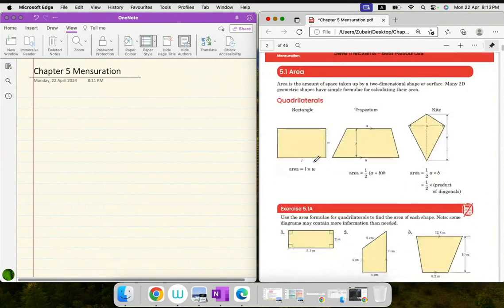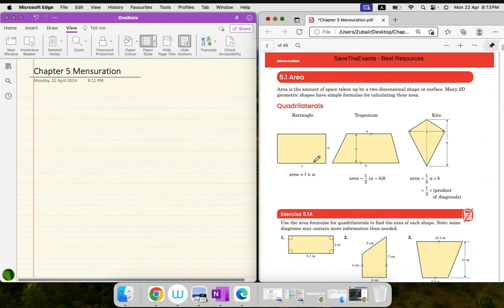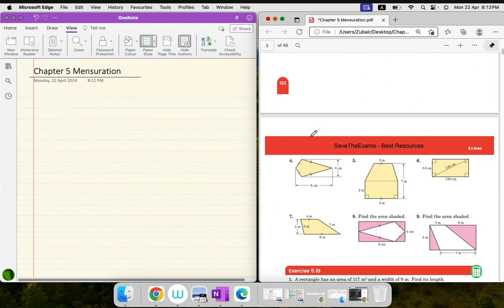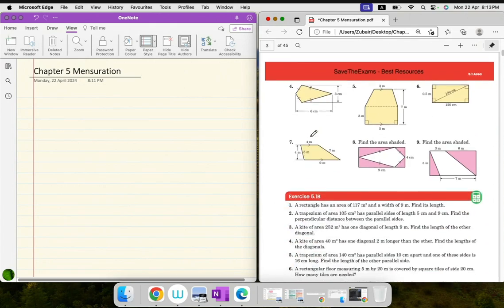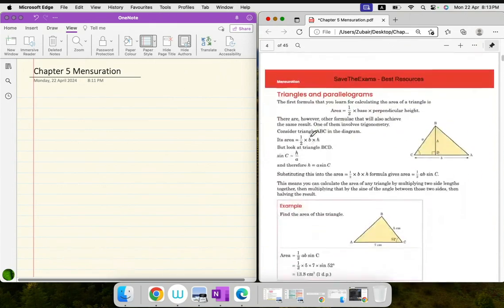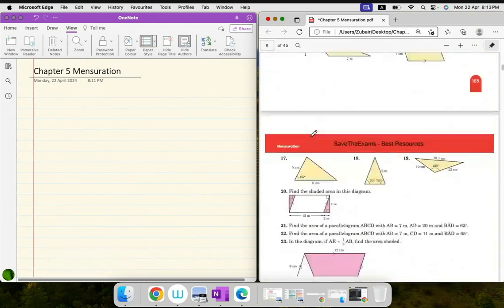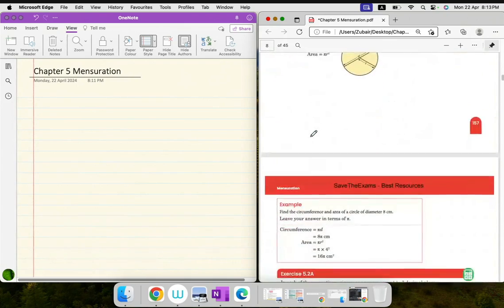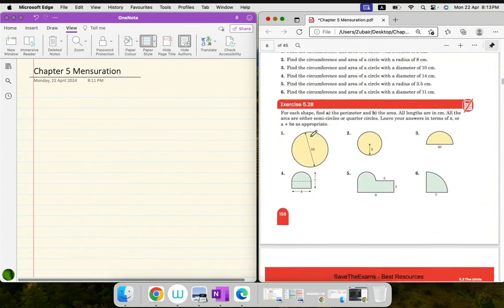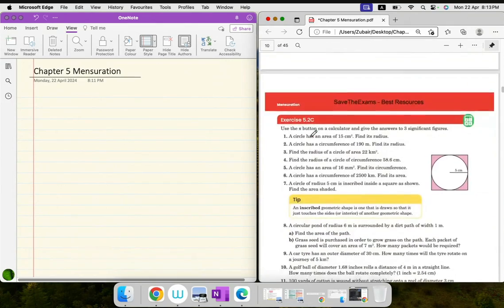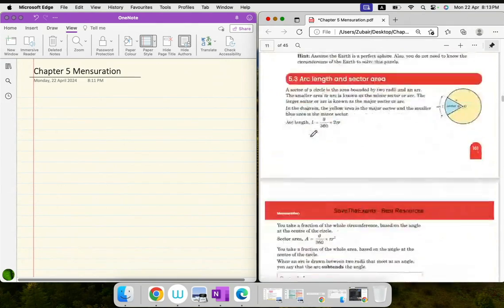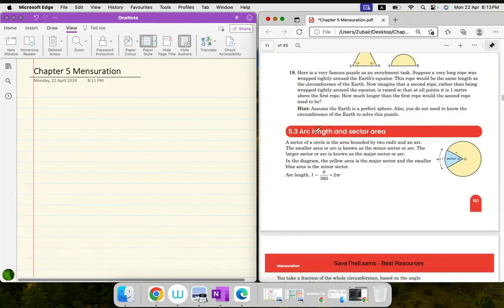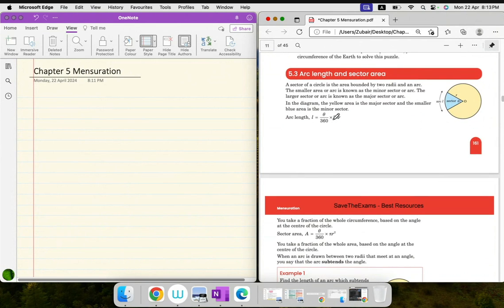So moving on with mensuration. So these are composite shapes. We're skipping this and moving on to area and sectors. Okay, arc length and sector area. So before we continue, let's just get used to the formulas.